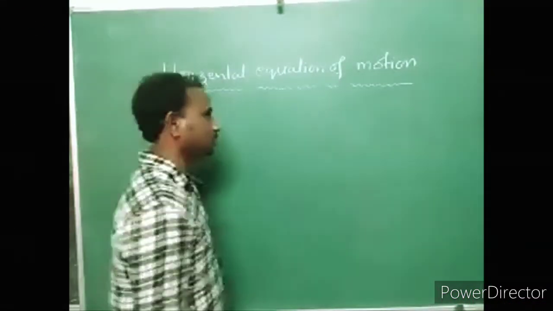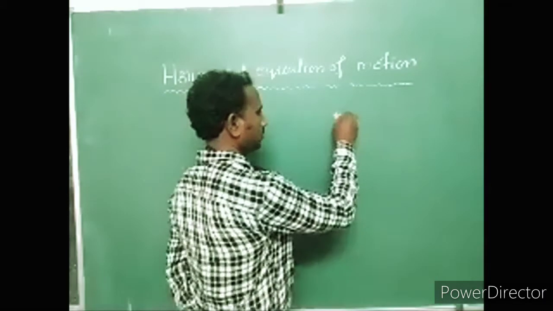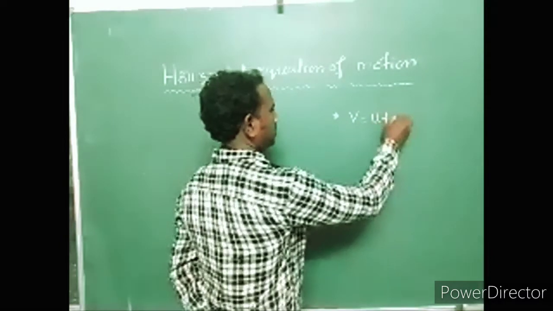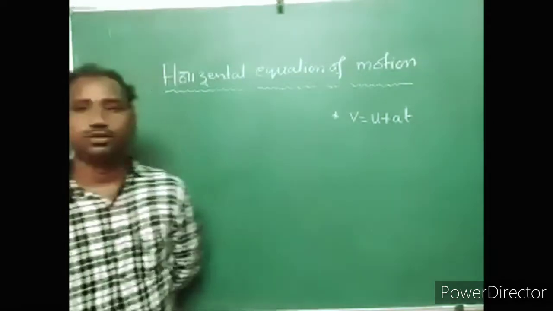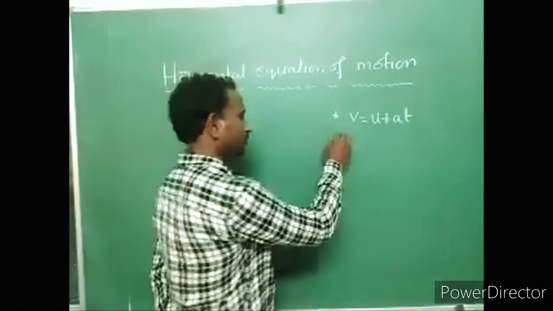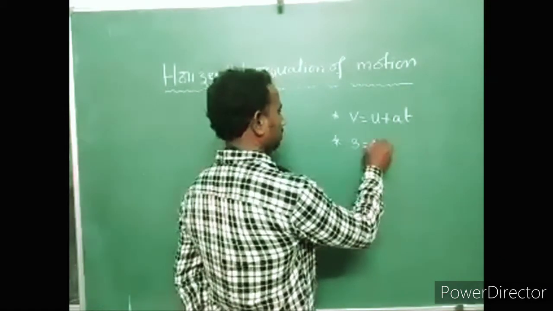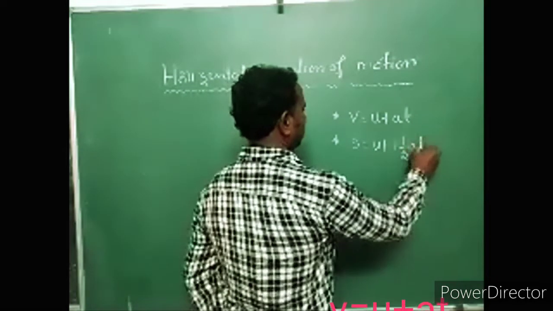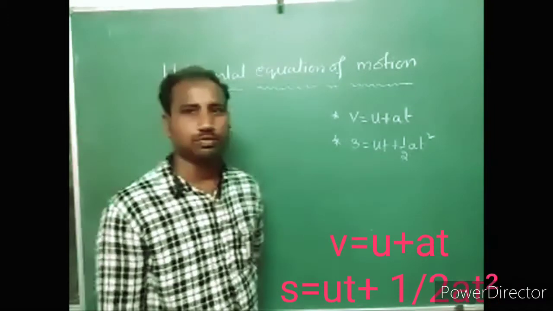How many horizontal equations of motion? 4 horizontal equations of motion. First one, V equal to U plus AT. It is the first equation of motion. Second one is total displacement equal to UT plus half AT square. It represents the second equation of motion.